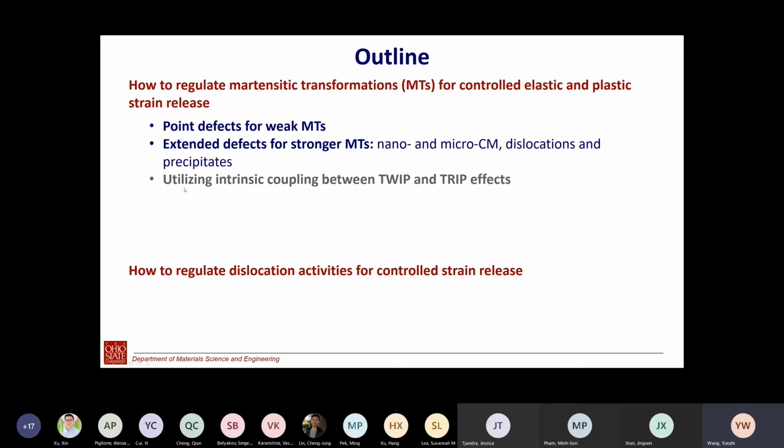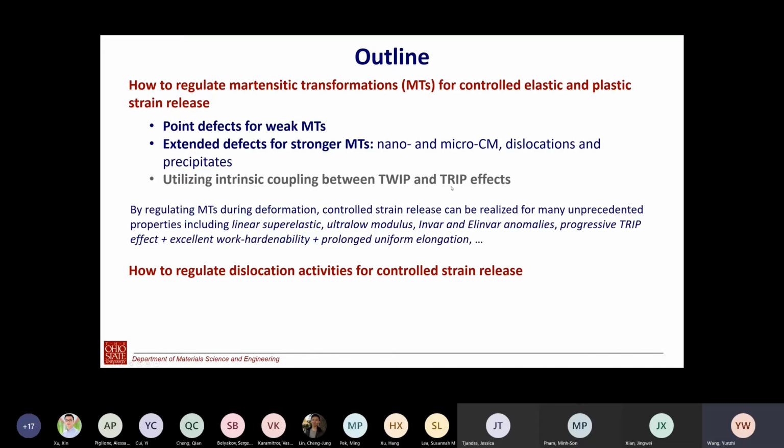We found there is an intrinsic coupling between the TWIP effect and TRIP effect in a lot of structural materials. You have the twinning-induced plasticity. You're going to have this transformation-induced plasticity. In particular, you can have a deformation twin, and then the deformation twin boundary can serve as a harbor for the structure transformations. So by doing so, you can really realize a lot of interesting properties I'm going to show you along the way during my talk.